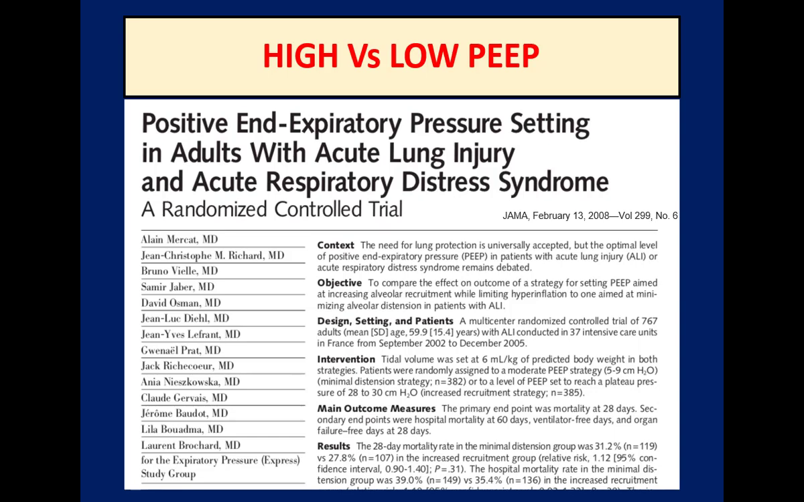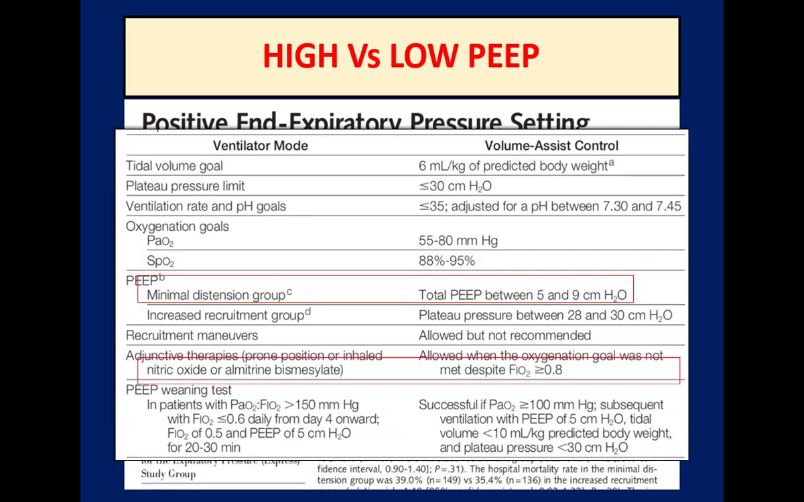So you can apply high PEEP, you can apply low PEEP. There was a trial called the Express trial where they used two sets of PEEP, high versus low. The minimum distension group, the low PEEP group, had a total PEEP between 5 and 9. And the high PEEP, increased recruitment group had a plateau pressure between 28 and 30. And one can go as high with PEEP as needed to maintain this plateau pressure.